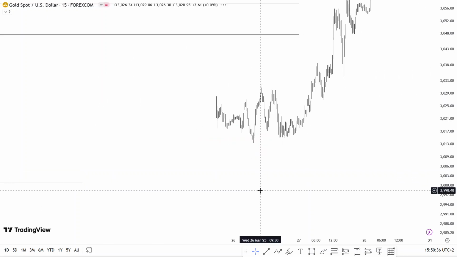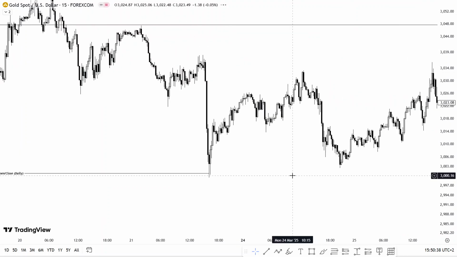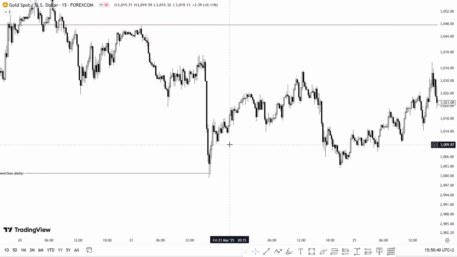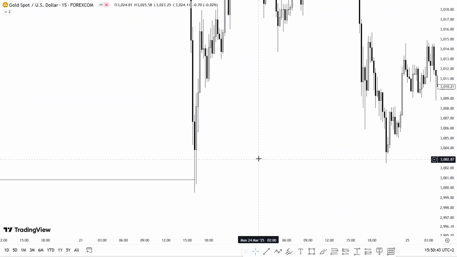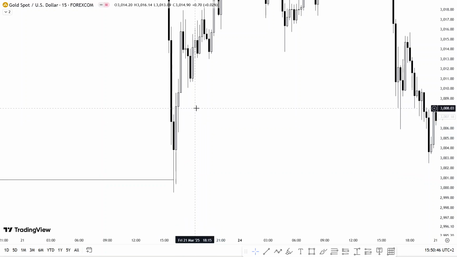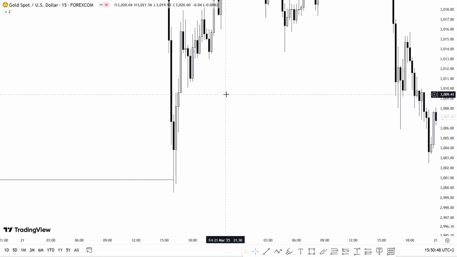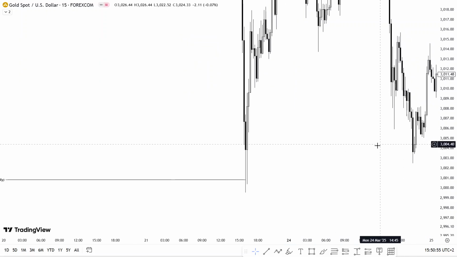M15, 1, 2, 3. Let me see. Then on the M15, I had a valid buy area somewhere around, no, let's see. Yeah, I had a valid area to buy from somewhere around here. Obviously this one would have taken me out if I hadn't seen it the way that I did.